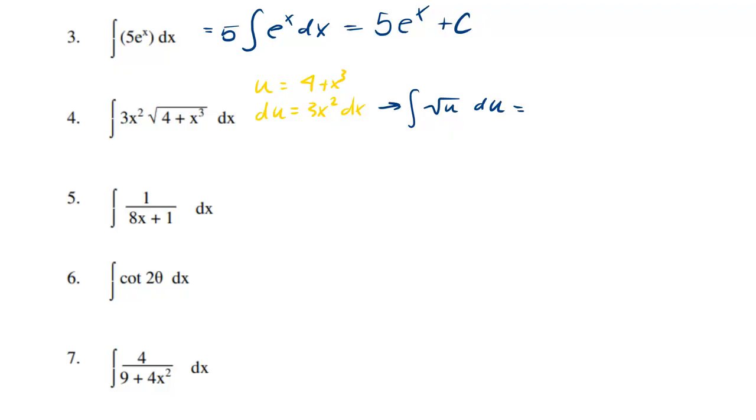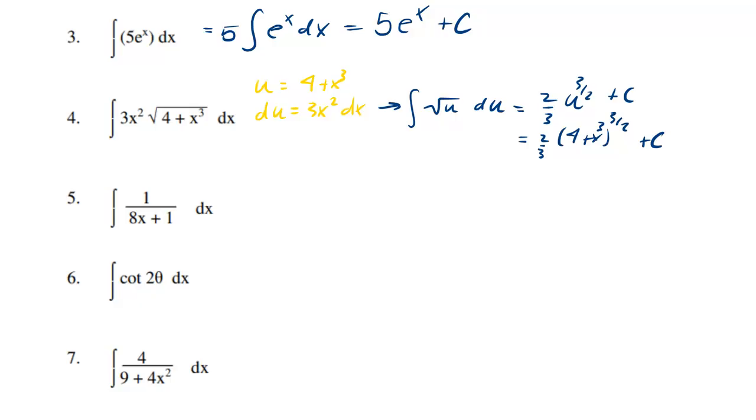And so this will give me u to the power of 3 halves times 2/3 plus a constant, and then I just need to substitute back in what we had originally. So it was 4 plus x cubed to the 3 halves plus a constant c.